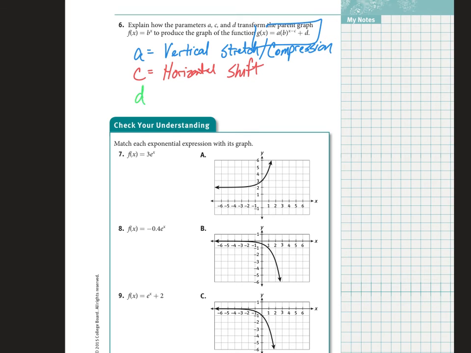D would be a vertical shift. And I'm going to add another one that's not showing up on here. We'll put a little pink emblem here. When you have a negative sign in front, the negative in front will always equal a vertical reflection.